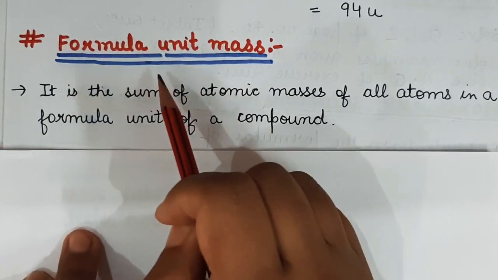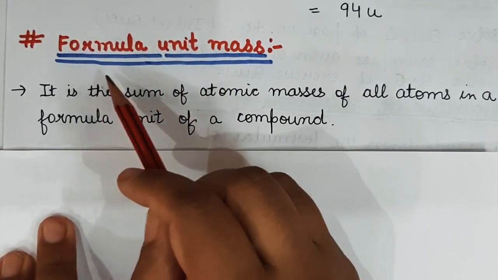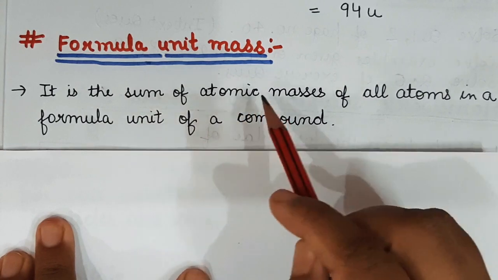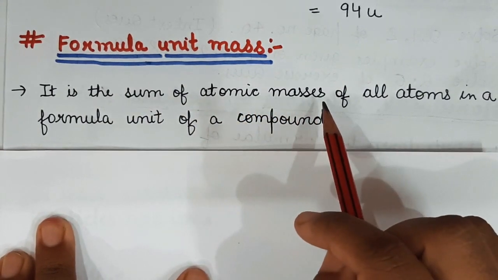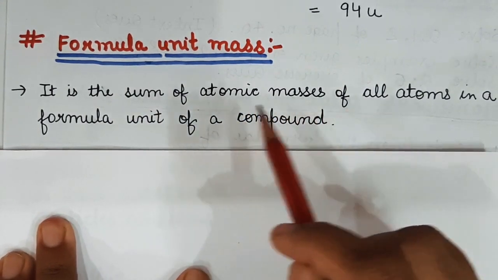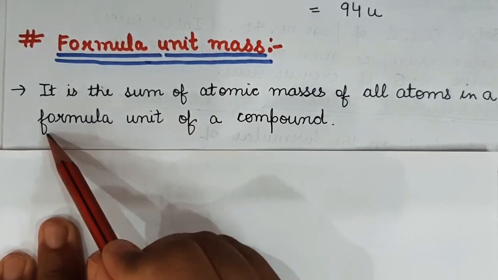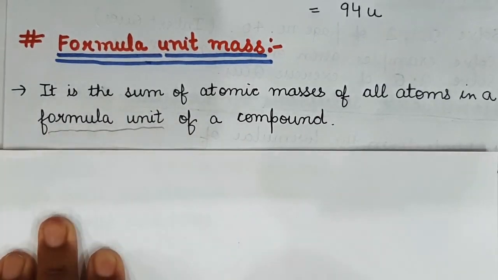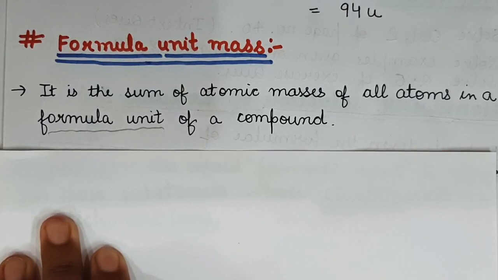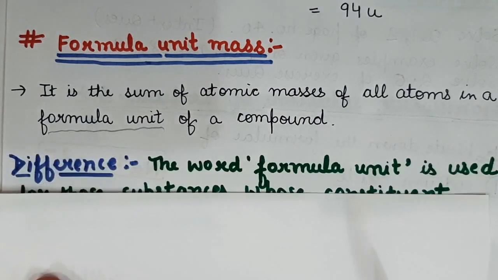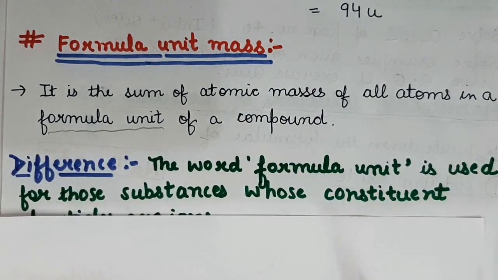So what is formula unit mass? It is the sum of atomic masses of all the atoms in a formula unit of a compound. Okay. It is actually similar to molecular mass. What is the difference? The difference is just the word formula unit.